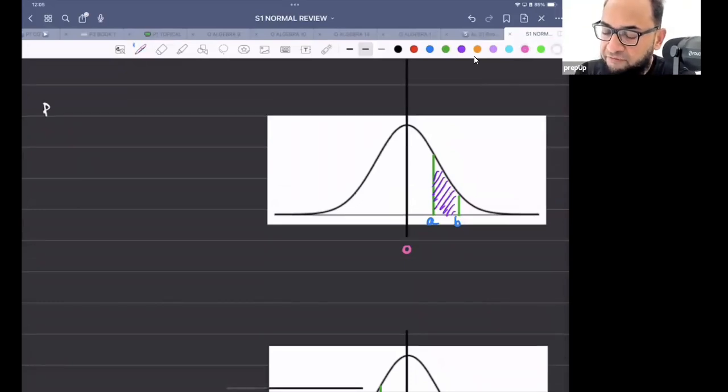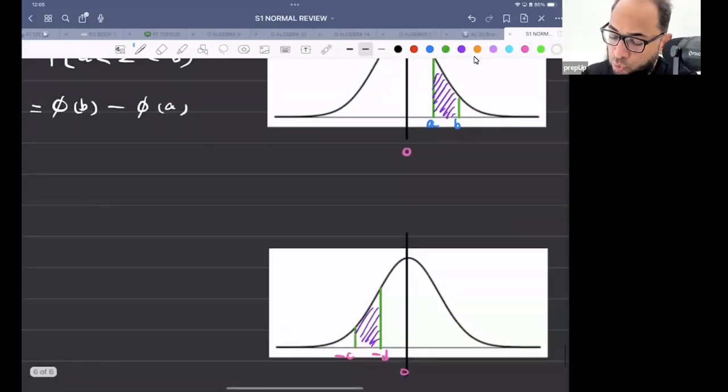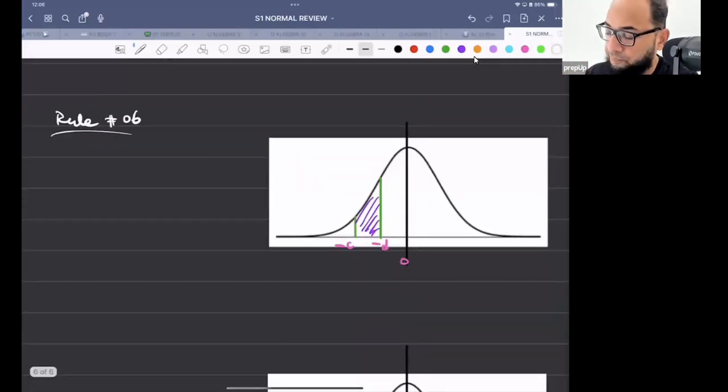This is rule number 5. Rule number 5 says that probability Z lies between two values A and B. Both values are positive. Naturally, B is bigger. Read the table for the big, read the table for the small, and subtract. We are not going into the logic behind it. Rule number 6, we went over the logic in class, so that is why we are not going over it here.